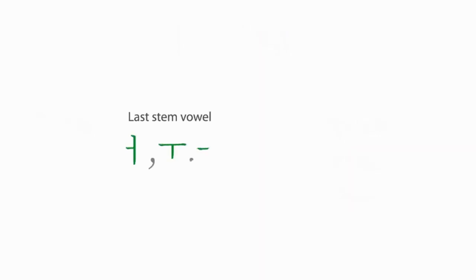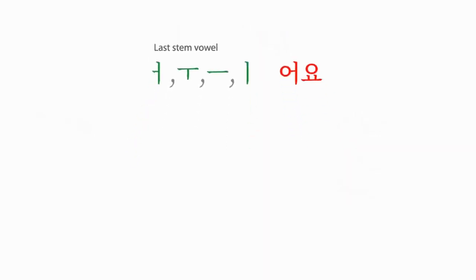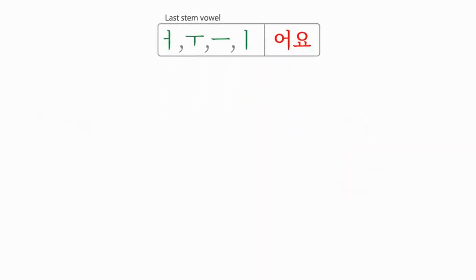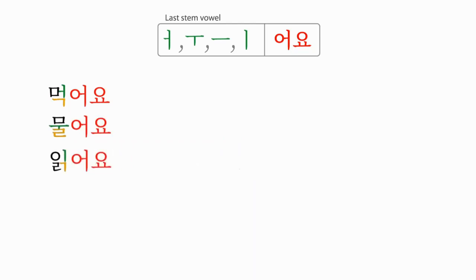If the last vowel is 어, 우, 으, or 이, then we add 어요. If the stem ends with a consonant, we simply add 어요. 먹어요. 물어요. 읽어요. But if the stem ends with a vowel, we either add only 요 or we combine the two vowels. 줘요.